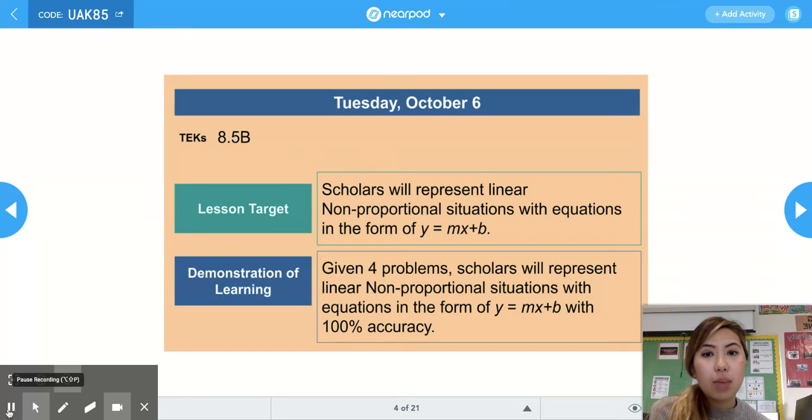Today's TEK is 8.5b. Our lesson target is that scholars will represent linear non-proportional situations with equations in the form of y = mx + b. And our DOL is, given 4 problems, scholars will represent linear non-proportional situations with 100% accuracy.